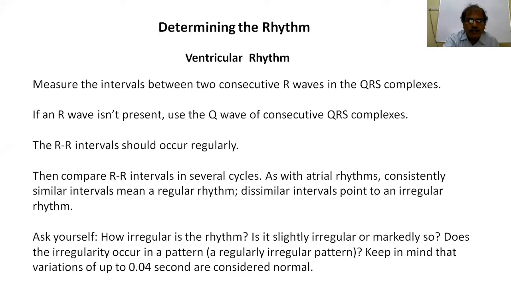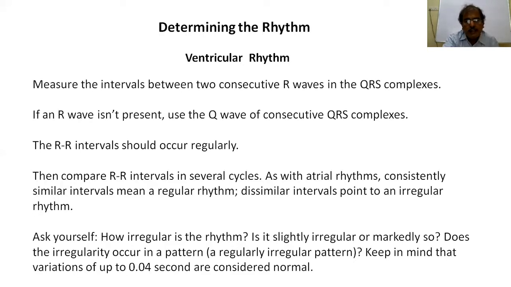Now, whenever you see an ECG, you have to ask yourself, how irregular is the rhythm? Is it slightly irregular or markedly so? Slightly irregular means, is it sinus arrhythmia or not? Does the irregularity occur in a pattern?